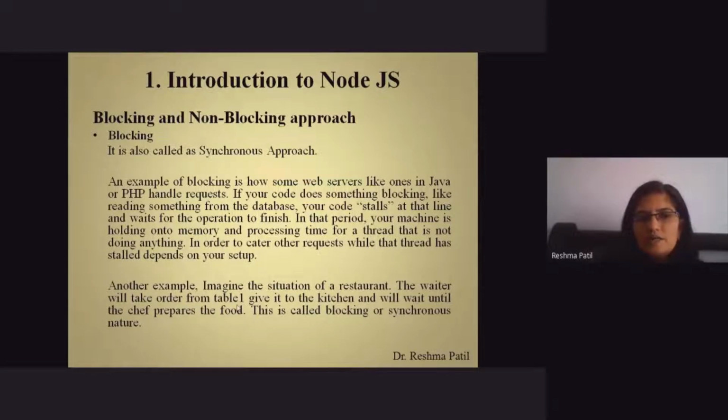Another example, this is a real life example. They have given the example of a restaurant. Imagine the situation of a restaurant. The waiter will take order from table 1, give it to the kitchen and will wait until the chef prepares the food. Means he is not going to take the order of the second table. He will wait till the chef is preparing the food. This is called blocking or synchronous nature. Same way here, if one program is waiting for input output, till that time your processor is empty. He is not doing anything. He is idle, or processor is idle. So this is called a blocking situation or synchronous nature.